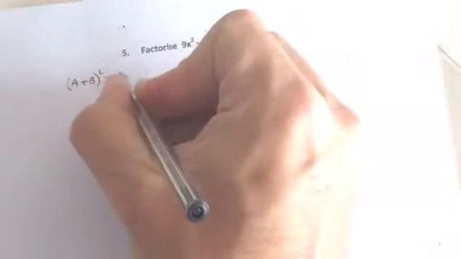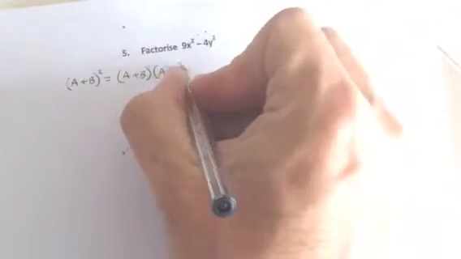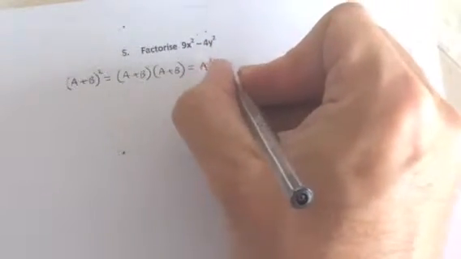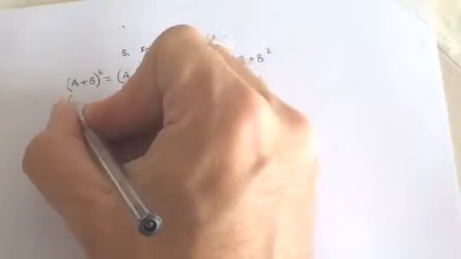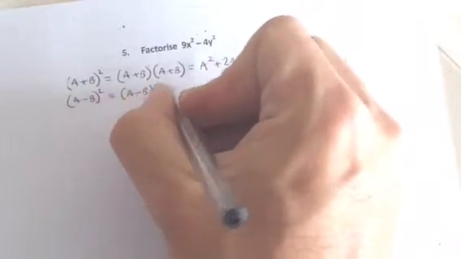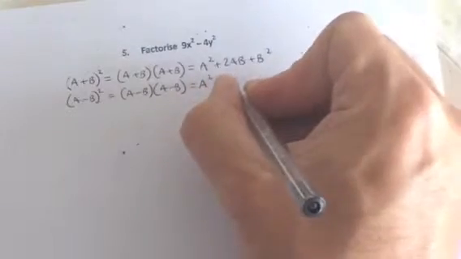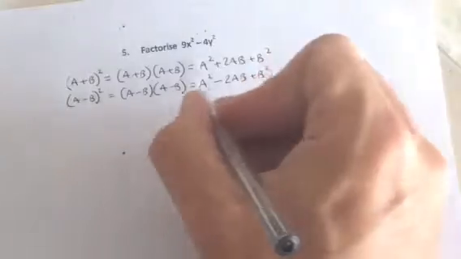We should know that when we have the bracket a plus b all squared, that is the same as a plus b times a plus b. When we multiplied those two brackets together and collected together terms, we would get a squared plus 2ab plus b squared. If we did the same for a minus b, we would get exactly the same answer, but we would have a minus sign there. It would still be a plus b squared because minus b times minus b is plus b squared.